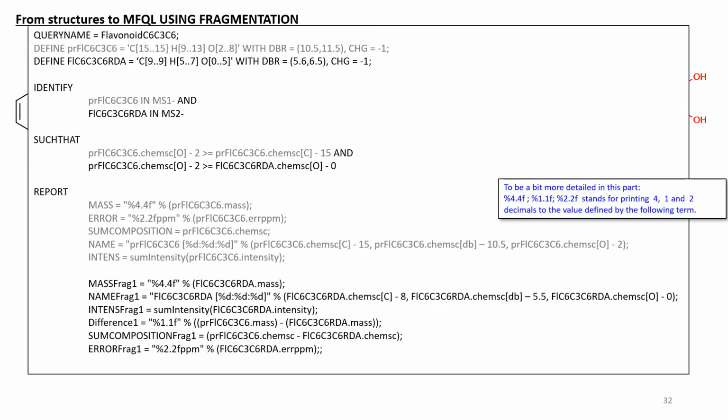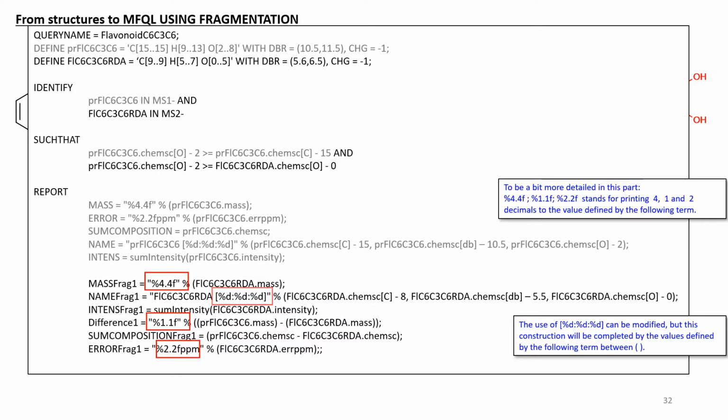So to be a bit more detailed in this part, we have those codes percent 4.4F, percent 1.1F, and percent 2.2F. This stands for printing 4, 1, and 2 decimals respectively in the value to be defined by the following term. And then this coding, percent %d dot percent %d and percent %d, can be modified as the user will, but these constructions will be completed by the value to be defined by the following terms between brackets.